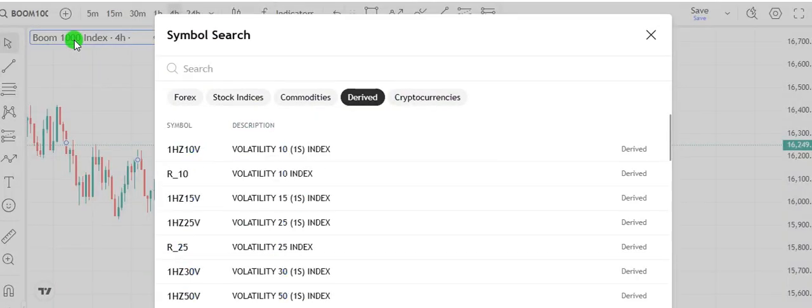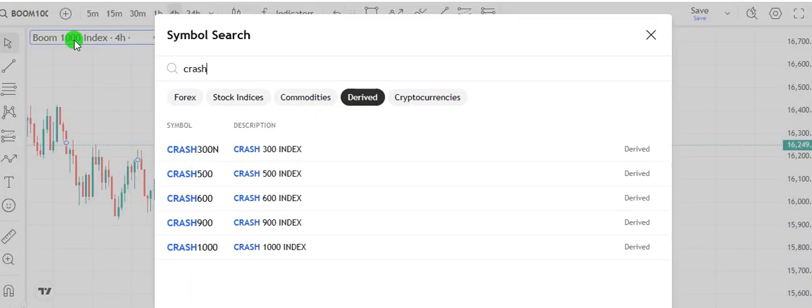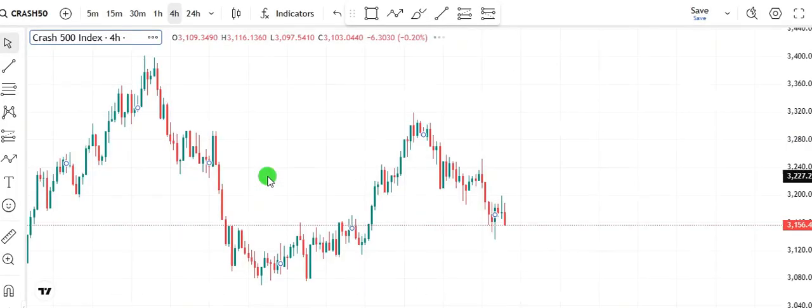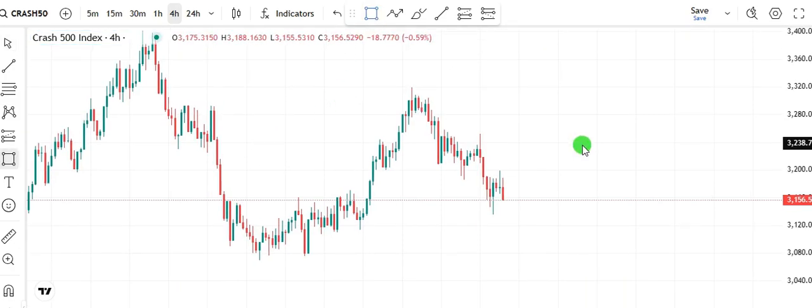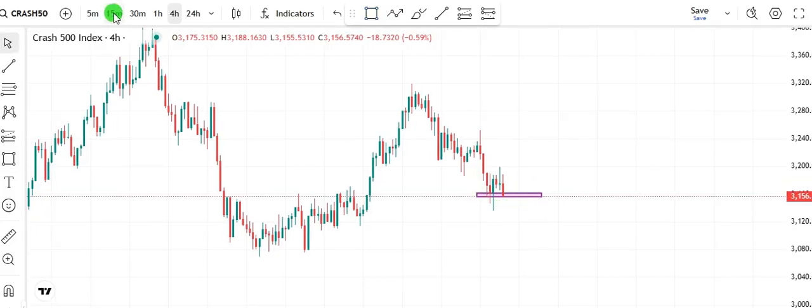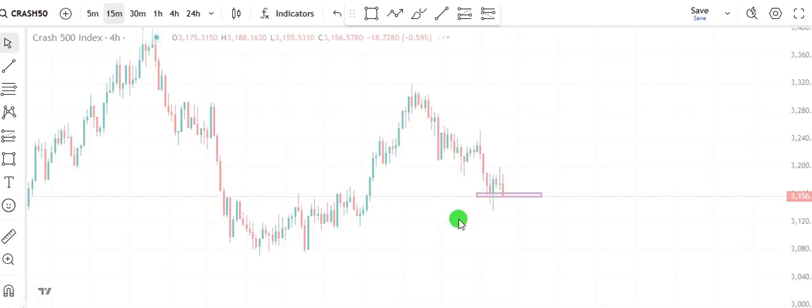So finally, let's go to the Crash. Let's start with Crash 500, then we end with Crash 1000. Now Crash 500. This is a recent low. I'm currently on a recent low where the market is currently expecting.